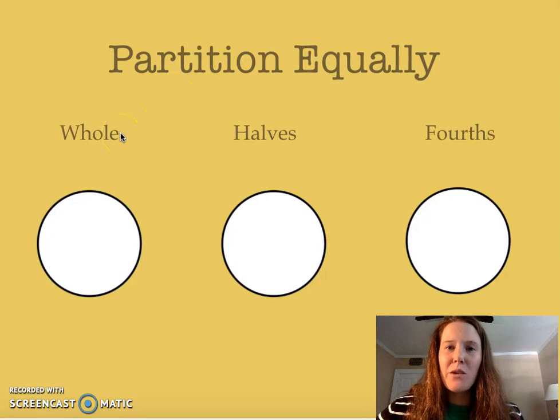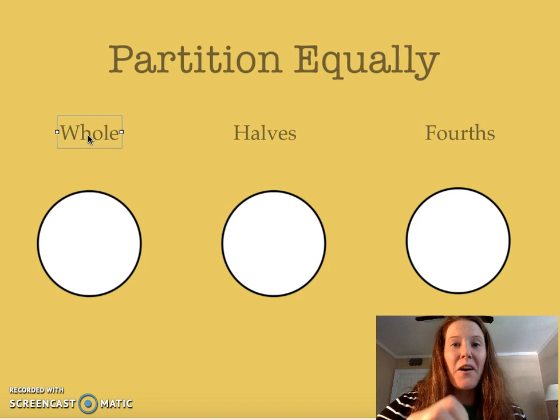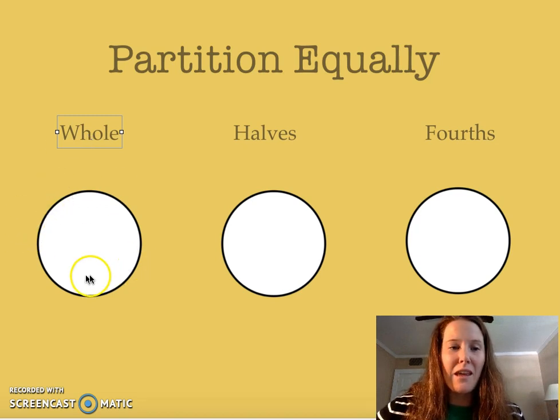When we partition equally, we can partition a whole, we can partition into halves, or we can partition into fourths. Do you know how much we're going to partition if we're partitioning a whole? 0. We don't do anything to it if we're partitioning a whole. We want to keep it as 1.